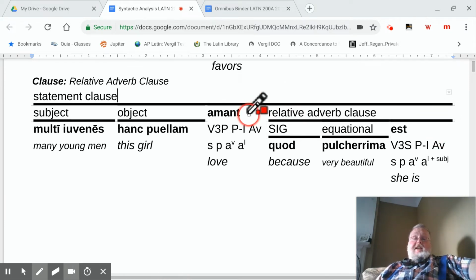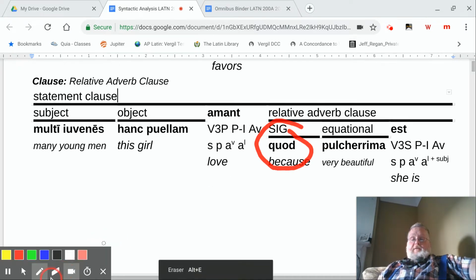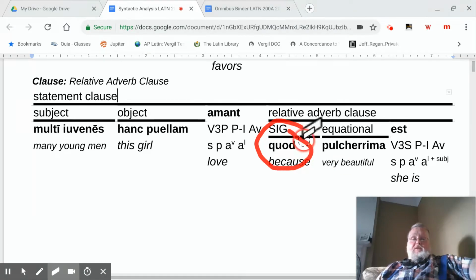So if it's got no other signals, it's part of your statement clause. Love. Who loves? Many men, subject phrase, love this girl. This is another verb, so where's your clause signal? It's right here with the quod. Because. That means that you have, of course, a relative adverb clause that is being signified there. It describes the reason why they love the girl. So straightforward, finite verbs, etc., etc.